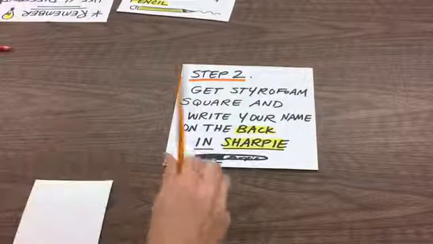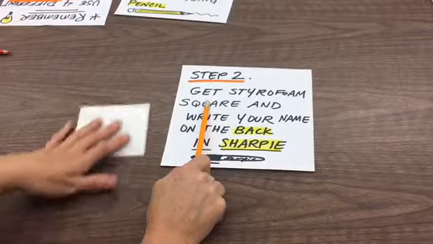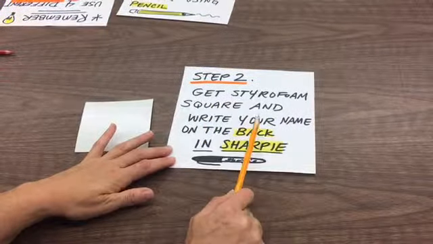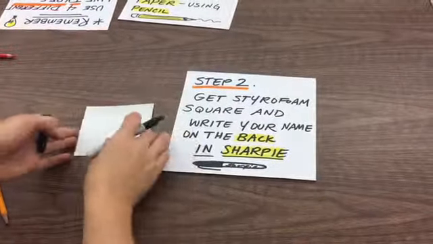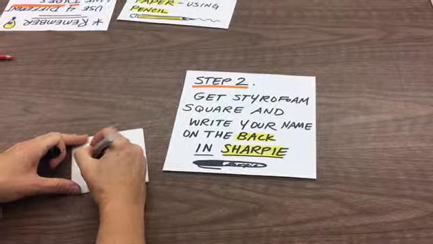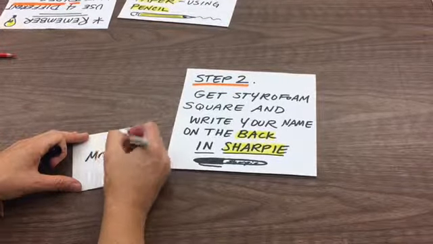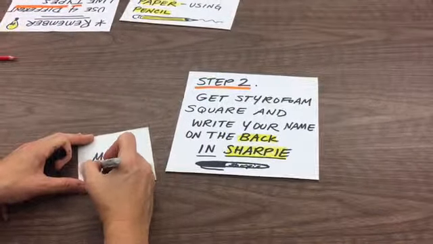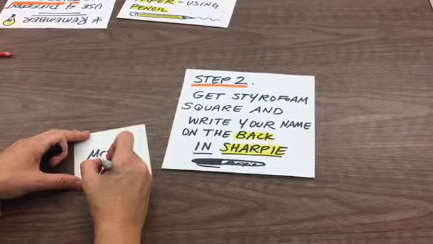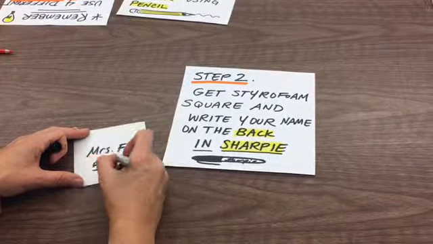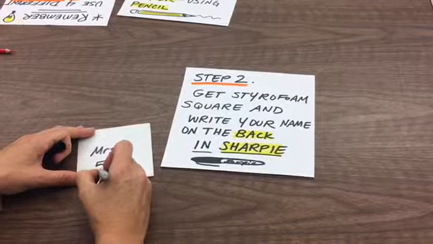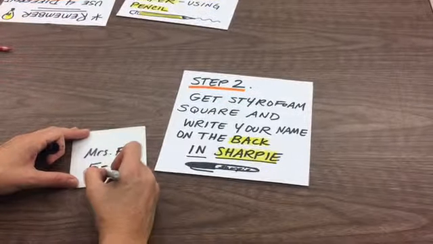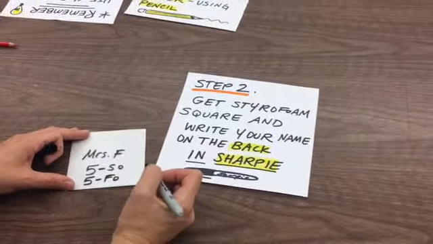Step 2. You're going to get your styrofoam square, like I just said, and you're going to write your name on the back of it in Sharpie. It's really important that you use Sharpie to write your name. And I want you also to write your teacher code. So if you are in Miss Solo's class, you are going to write 5-SO. And if you are in Miss Ford's class, you're going to write 5-FO.